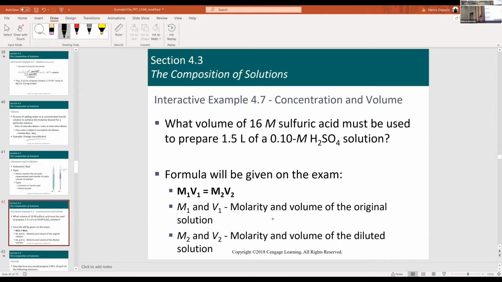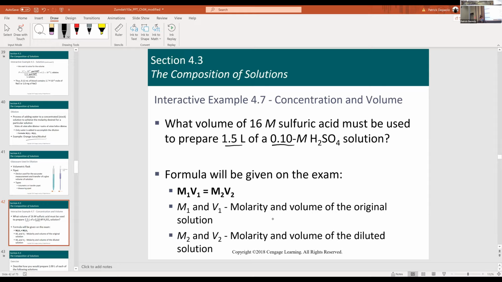So how much of a 16 molar sulfuric acid stock must be used to prepare 1.5 liters of 0.1 molar sulfuric acid? Now, the 0.1 molar is more of what you would use in general chemistry. But to prepare that 0.1 molar, the TAs, which was me in my graduate school career, have to deal with the big vats of 16 molar and try not to spill it anywhere, and then make enough volume for the whole class of the diluted version, the 0.1 molar.